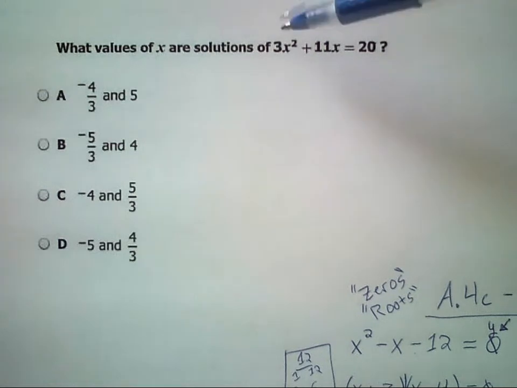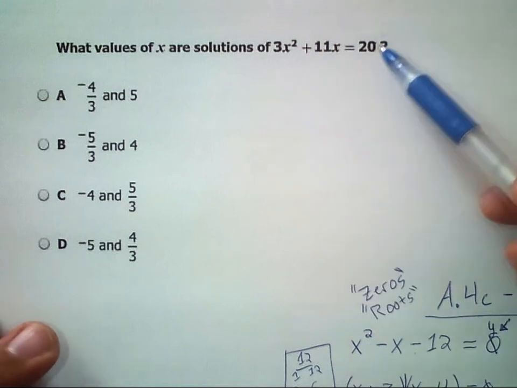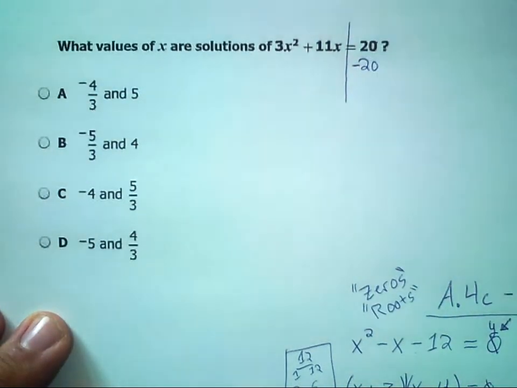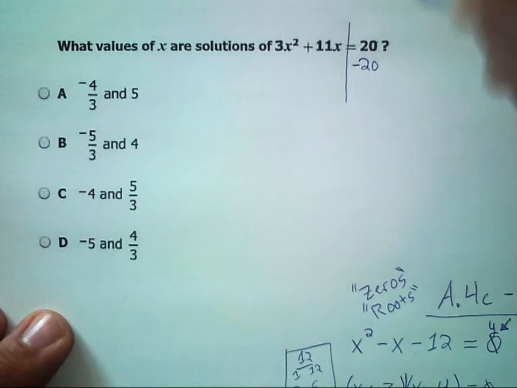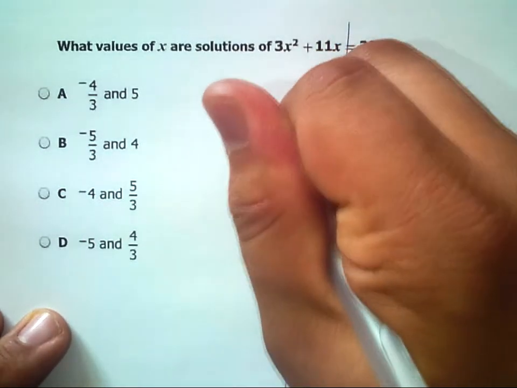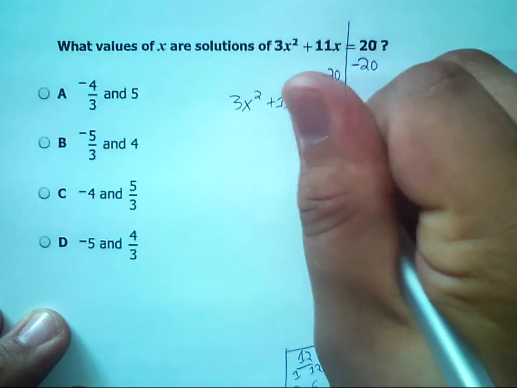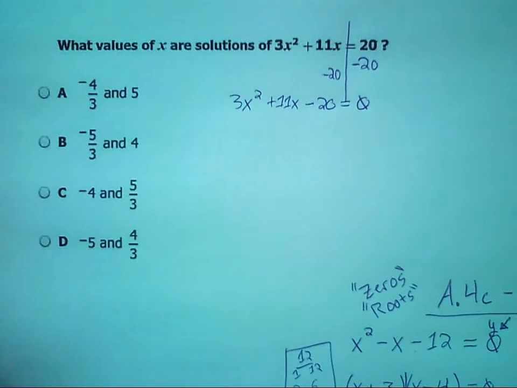Now, I could get rid of 3x squared, and I could get rid of 11x. I could subtract both of them from the other side, but why move two terms when I can just move one? So what I'm going to do is subtract 20 from this side, and then draw my little equals divider. But there's no other just number over here. This is x squared, and that's x, and it's just a number. So what's going to really happen is it just kind of wedges itself in there. So this becomes 3x squared plus 11x minus 20 equals 0. So that's where we're at now.